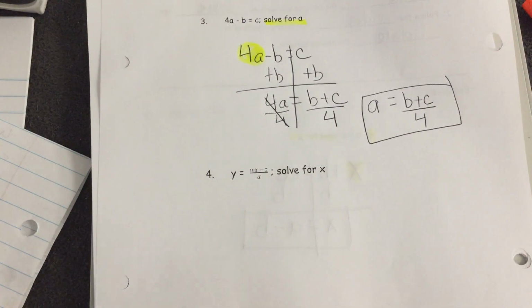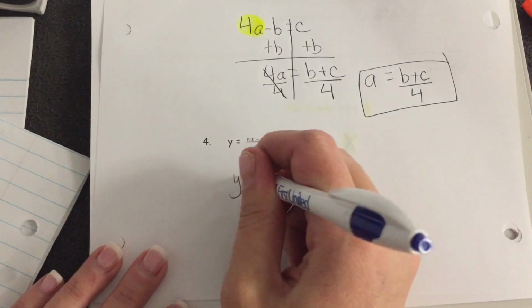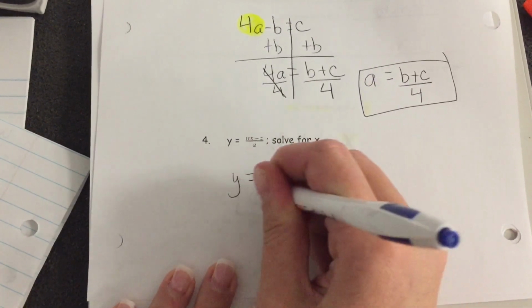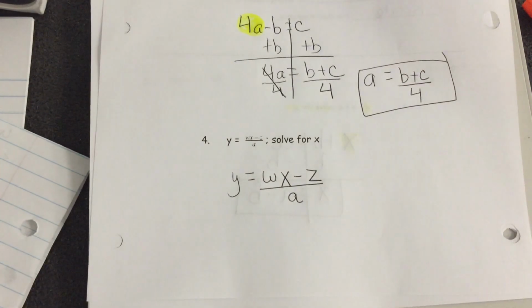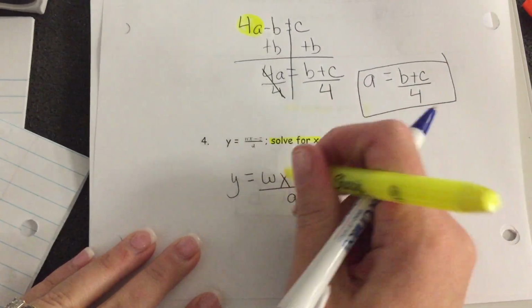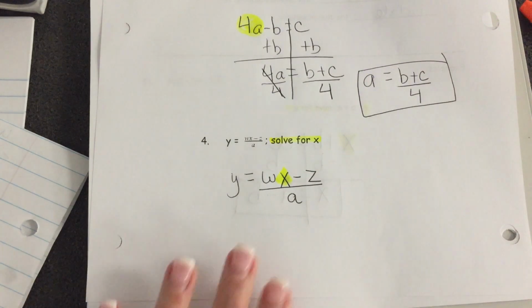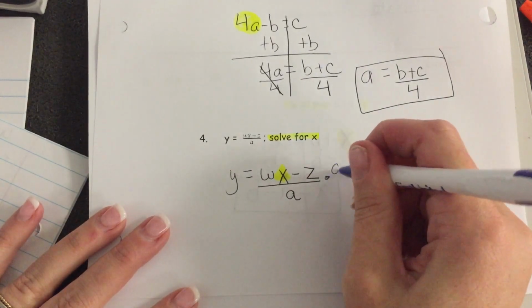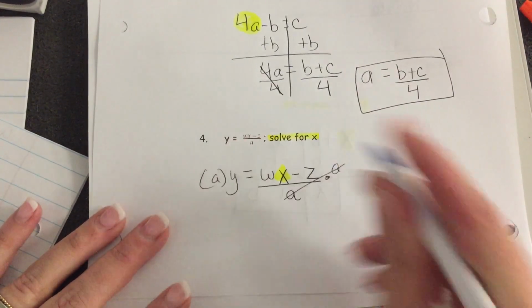All right, the last one. y equals wx minus z over a. Now, this one wants you to solve for x. Does anybody remember what the first step is when you have something like this? Can I even get to my x? No. What's in my way? The a. So how do I undo that operation with a? It's being divided, so we're going to multiply. Multiply by a.